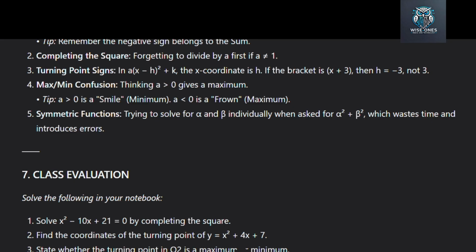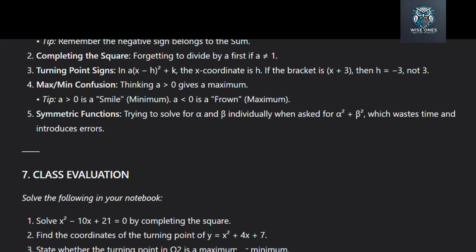Mistake number 5, symmetric functions. Some students try to solve for alpha and beta individually when asked for alpha squared plus beta squared. Correction, this wastes time and introduces errors. Use the identities. Now it is time for class evaluation.